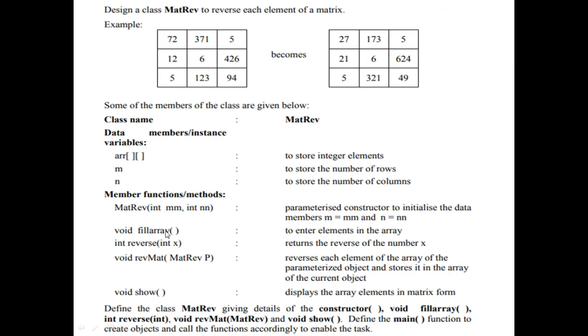Then void fillarray to enter elements in the array, that means we will put the elements in the input array. Then int reverse(int x), that means we'll pass a number and reverse each element of the array. Then void repmat, another function where you get another matrix which stores the numbers with reversed elements. Void display will display, and the details say you have to use the concept of constructor. Define the main function to create an object and call the functions accordingly to perform the task.